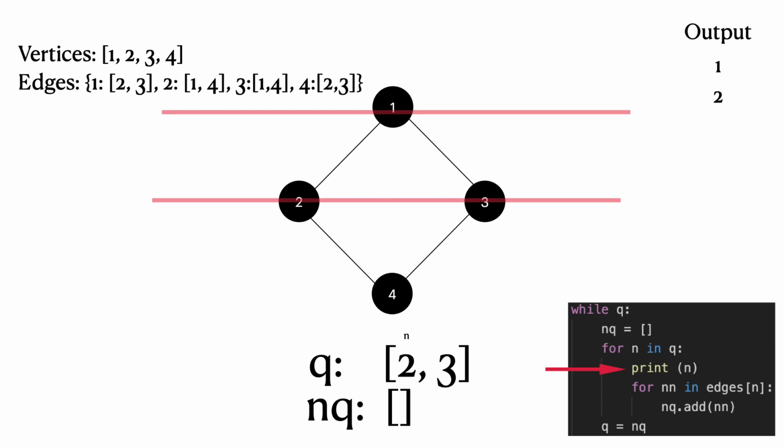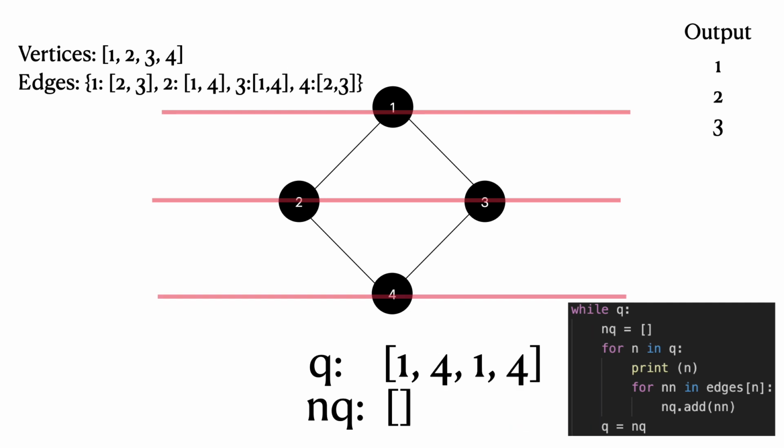Now next breadth. Print 2. Put 1 onto the next queue. Put 4. Now focus on node 3. Put the adjacent node 1 to next queue. Put 4. Second breadth is the end.